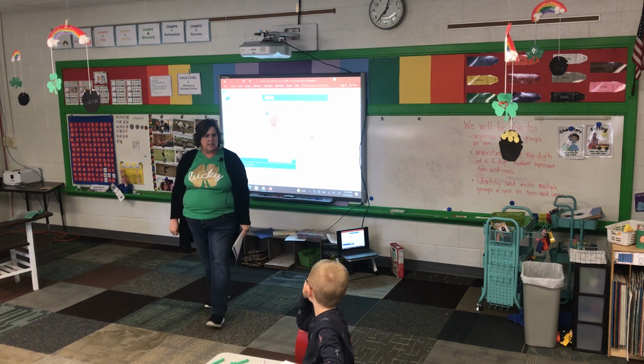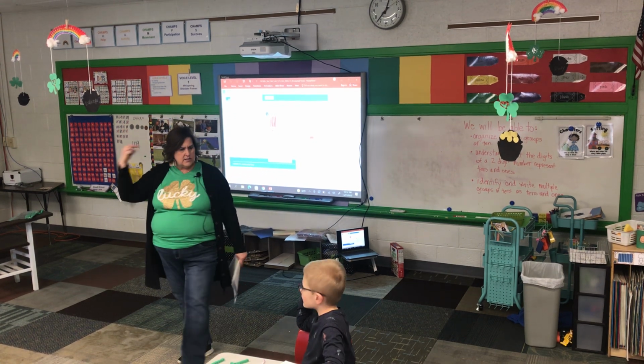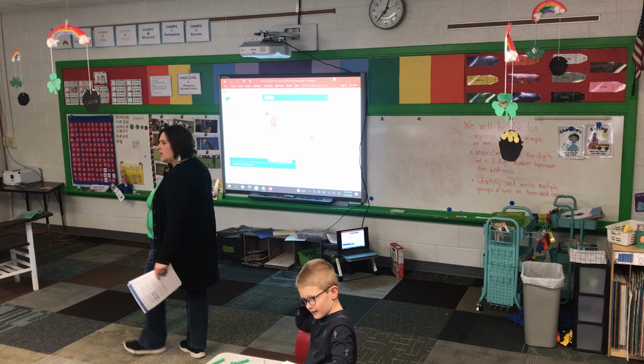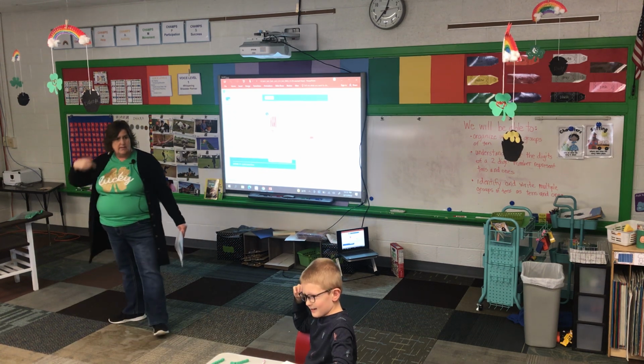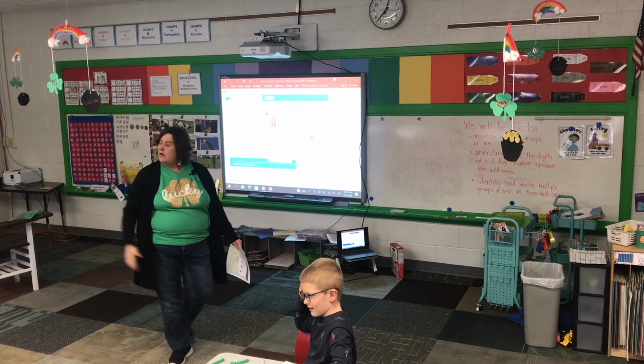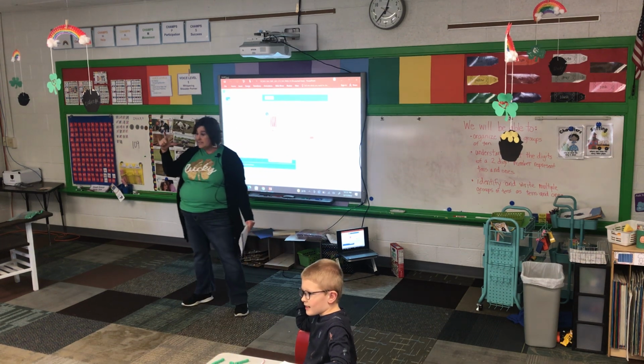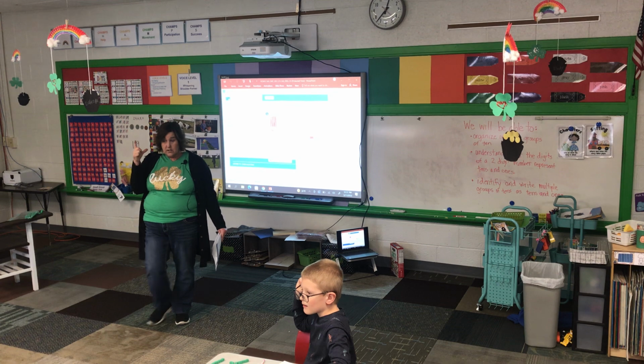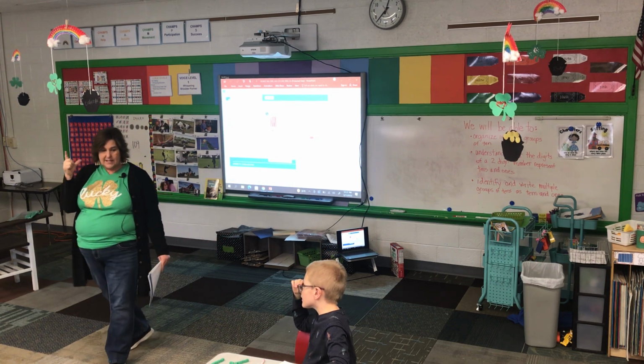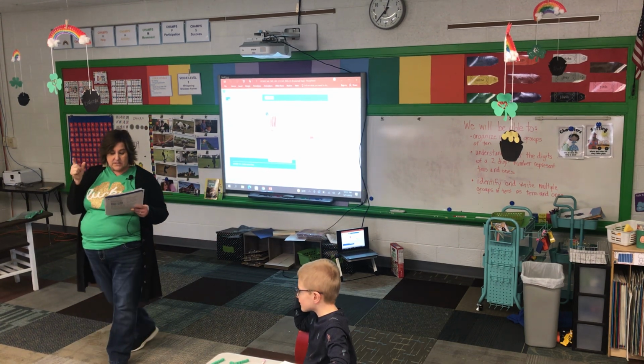Can you guys count by 10s? Let's try it. 10, 20, 30, 40, 50, 60. There you go. So if you can count by 10s and you know something has 10, like a 10 rod, you can count by 10s to figure out how many there are faster.